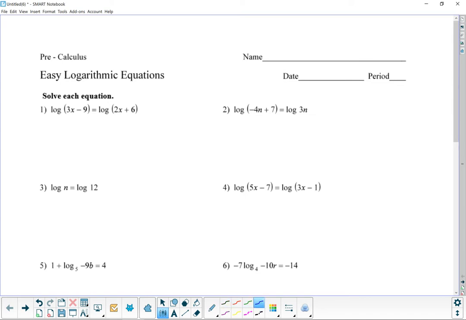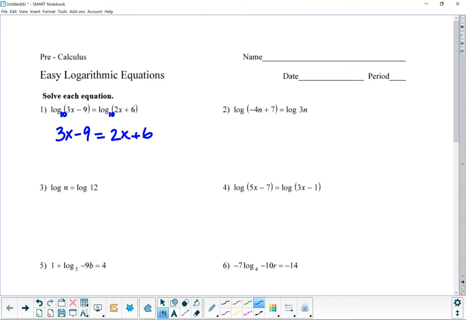This equation has log base 10 on both sides. Remember, if you don't see any base, it's automatically base 10. So since these are both log base 10, that means their arguments, the 3x minus 9, is equivalent to the 2x plus 6, and you're just going to solve from there.